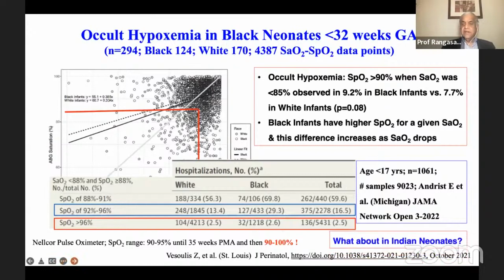So what about in the Indian neonates with the different skin pigmentation? I think one of you should do this study looking at the effect of pulse oximetry based on the pigmentation of the babies.